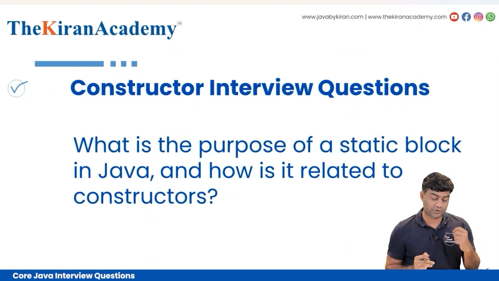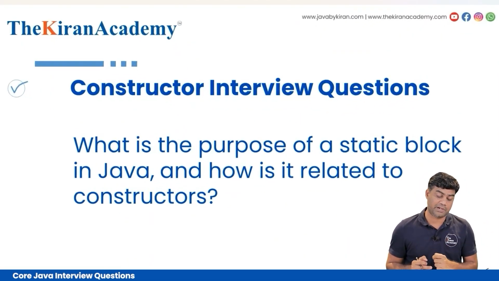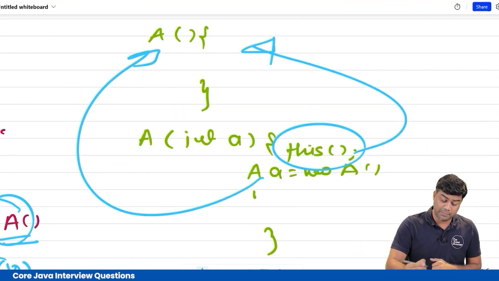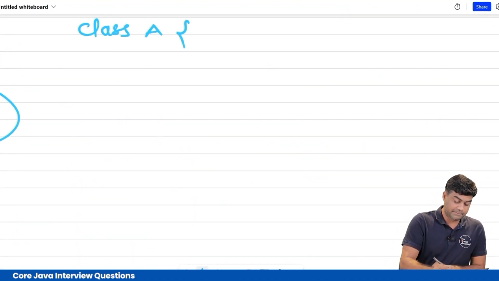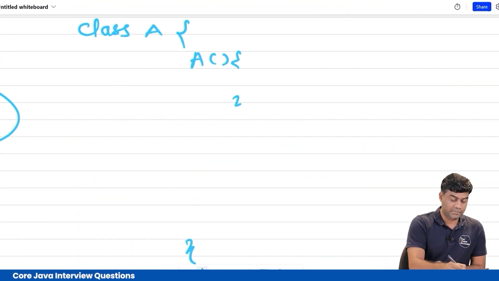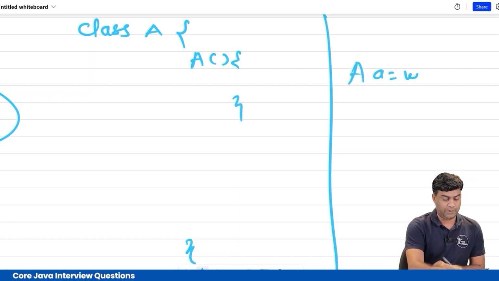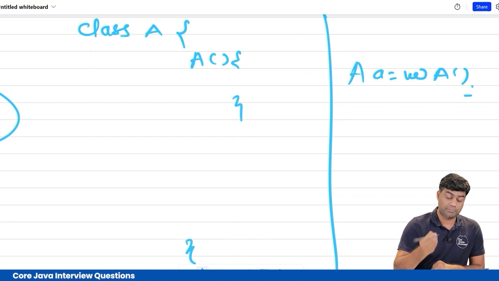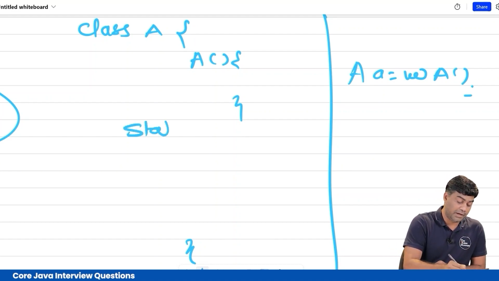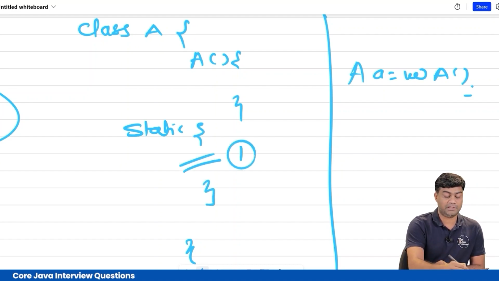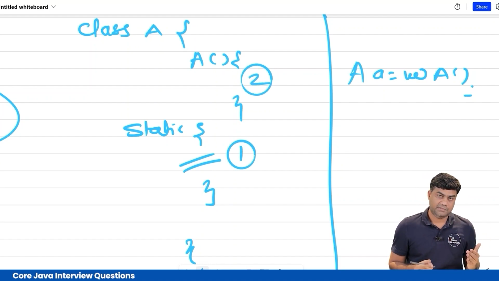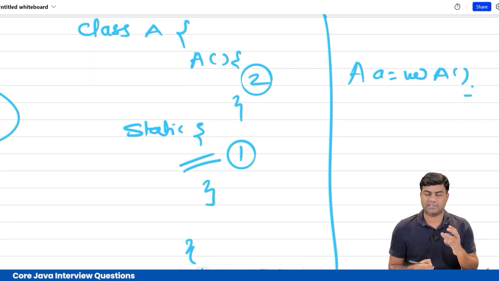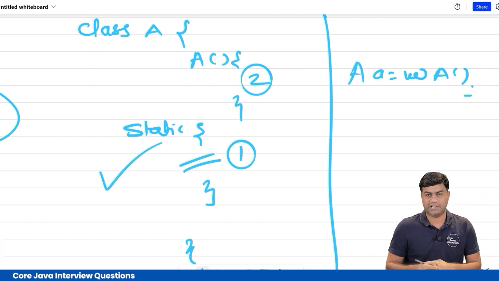Moving to the next question. What is the purpose of the static block in Java and how is it related to the constructor? This is very important. Class A is there and there is a constructor like this. Whenever you create an object, new A, this constructor will get invoked. But before that, if you have a static block, then this block will get invoked first and the constructor later. This is the sequence. We think that the constructor will get called first, but that's not true. The static block will get called first.